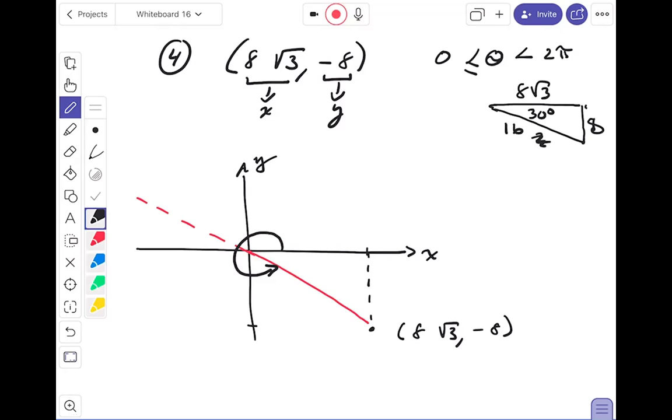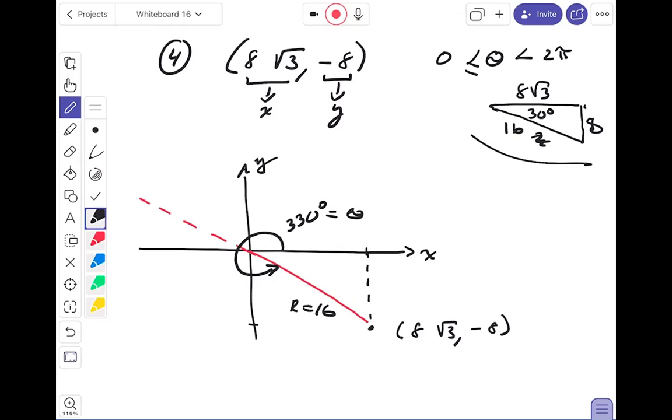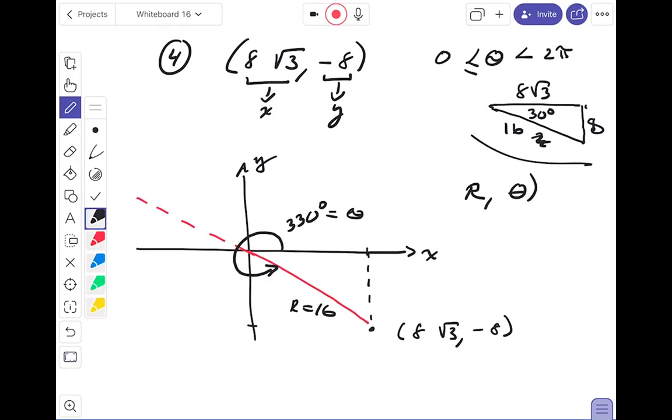So what's the angle over here? If I look at it, it's 360 minus 30, which is 330 degrees, right? This is the angle theta, by the way. What's the R? It's 16. Remember, it's written down as R, comma, theta. What's the theta? 330 degrees. That's 11 times 30 degrees, and 30 is pi over 6, so it's 11 times pi over 6. So it's 11 pi over 6. And R is 16. I'm going to say that's one answer.